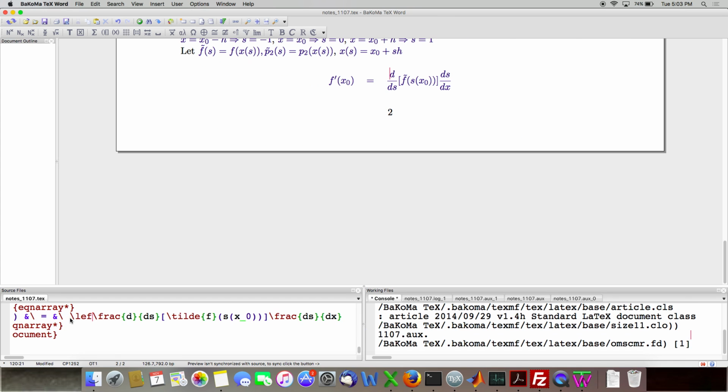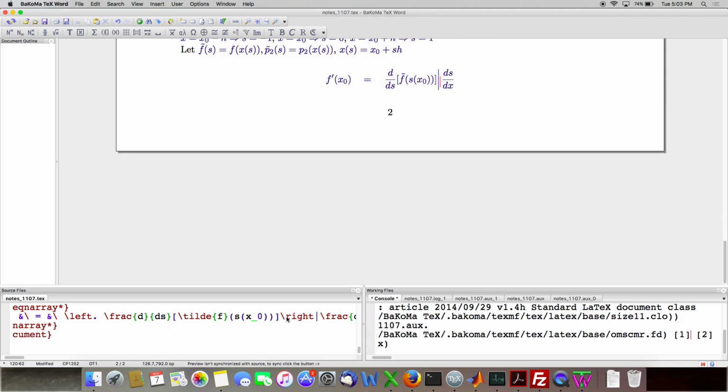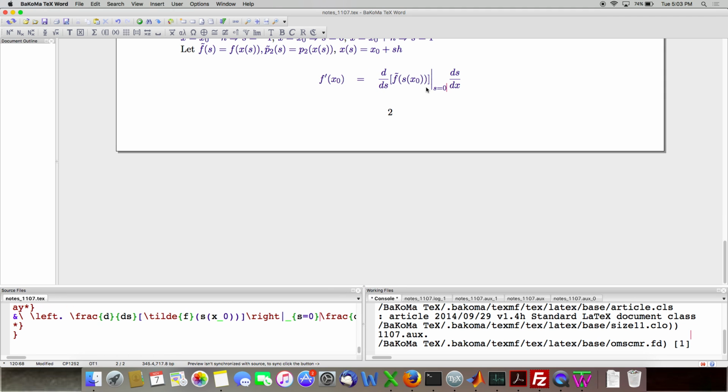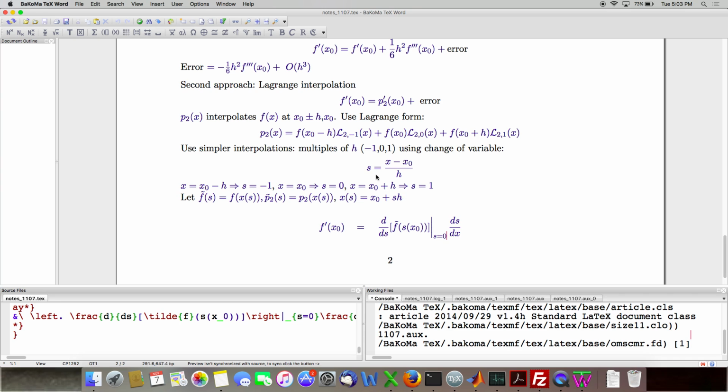So I would substitute s equals 0 after I work all this out. But the thing is, what's the derivative of s with respect to x? Let's go ahead and differentiate this. What do you get? Keep in mind h is a constant. No, it's a multiplicative constant, not added. 1 over h. Because this is a linear function, the derivative of x is 1, but you're multiplying by 1 over h.